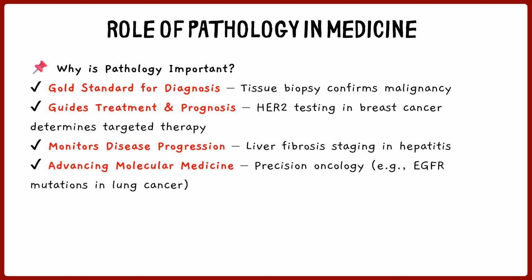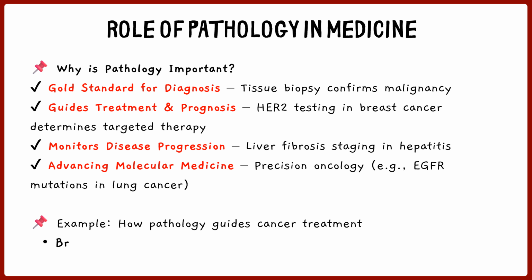You can also have advancing molecular medicine, so precision oncology. Pathology basically plays a very important role in precision medicine, particularly in oncology, because there are certain genetic mutations, like for example the EGFR in lung cancer, that can help us determine whether a patient should receive a specific targeted therapy or not. All right.